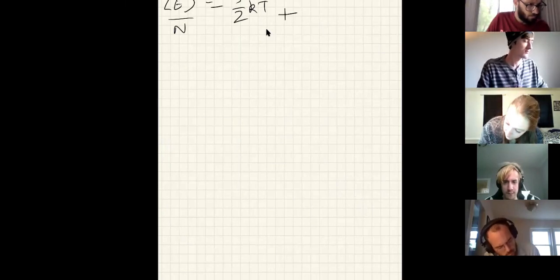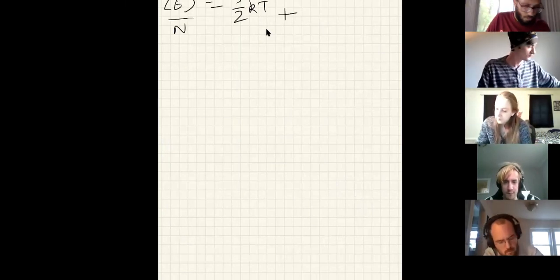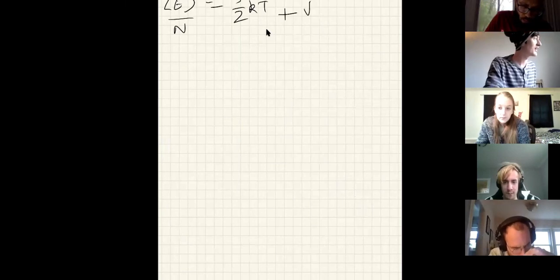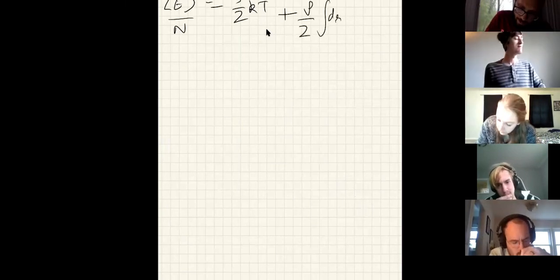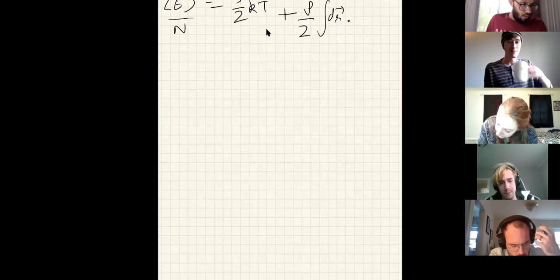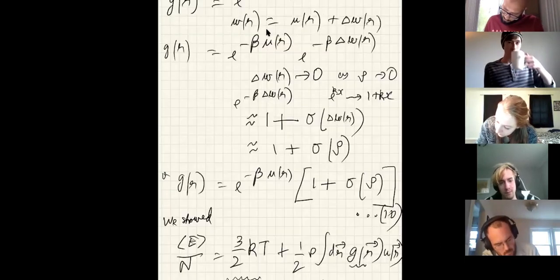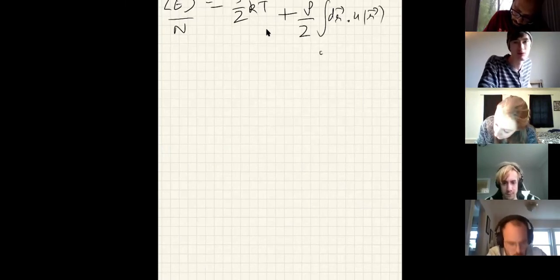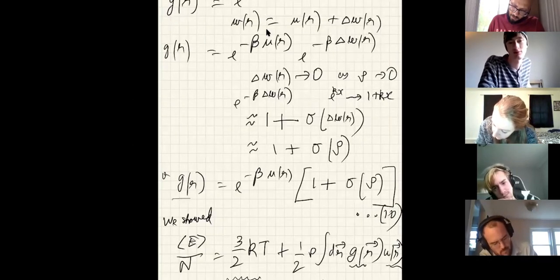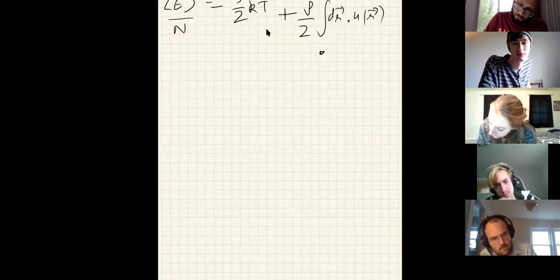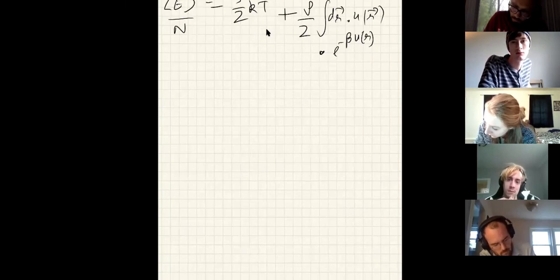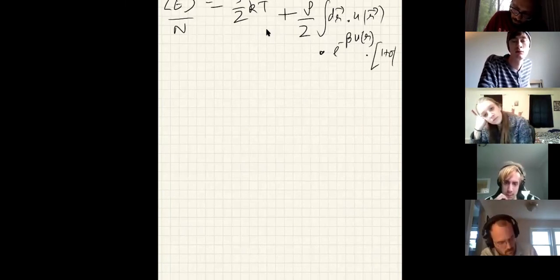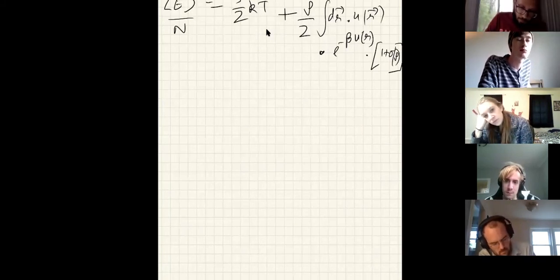plus rho by 2 integral dr. We are going to keep U of r, so U of r stays as it is, multiplied by g of r. And for g of r, we are going to use this formula: e to the power minus beta U of r multiplied by 1 plus order of rho.